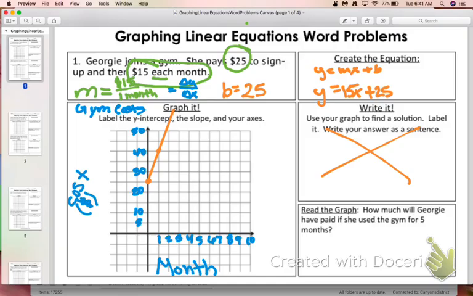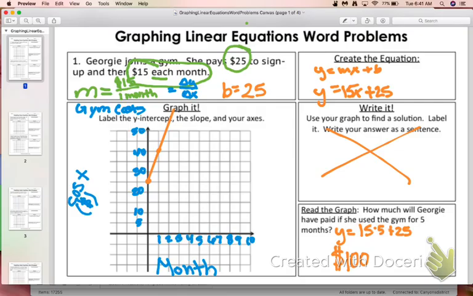But now, how much will Georgie have paid if she uses the gym for 5 months? Well, that's off of my graph. I can't see because it doesn't go that far. So what I'm going to do is I know that months are my x, so I'm going to write out my equation. y equals 15x plus 25. And I'm going to take out my x and put in 5. So I'm going to do that in my calculator, and I will find out how much she's going to pay. And remember, because it's a how much situation, it's going to be a dollar sign, and it's going to end up being $100.